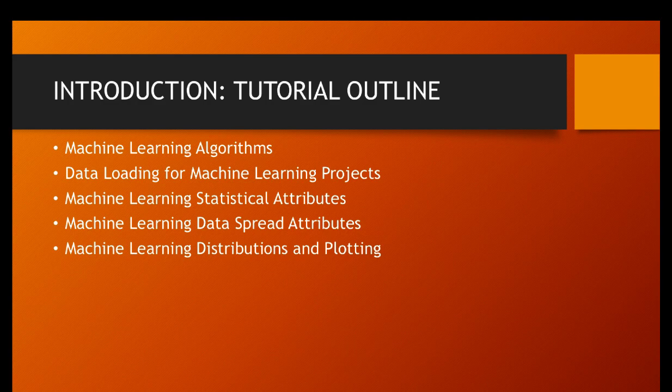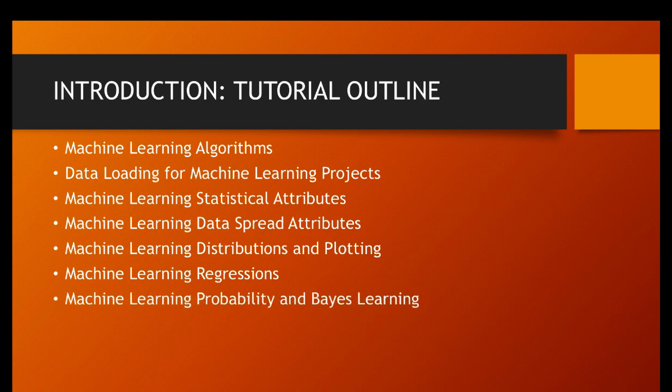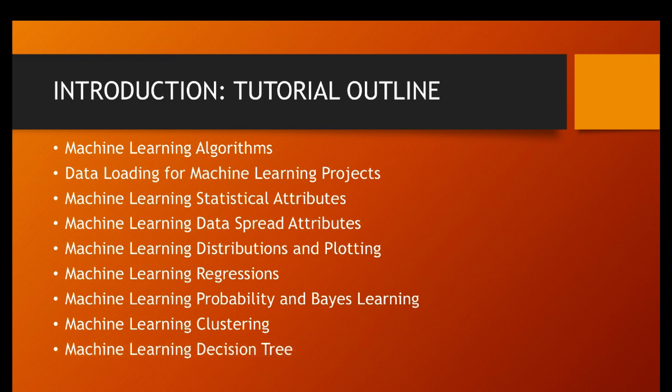We are going to take a look into machine learning distribution and plotting, how data is distributed in machine learning, and also how we present data in machine learning, as well as how to interpret the data in machine learning. I'm going also to take a look into machine learning regression, and I'm going to take a look into linear regression, polynomials, and multiple regression. And I'm also going to take a look into machine learning probability and Bayes learning. I will take a look into machine learning clustering, decision tree, and lastly I will take a look also into train or test in machine learning.